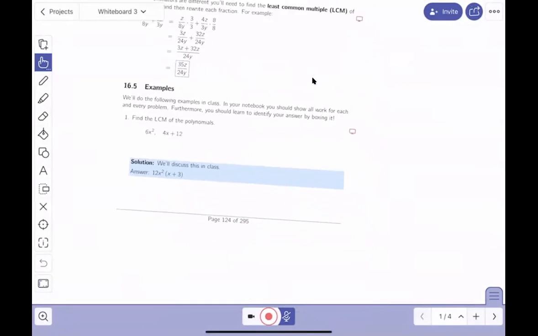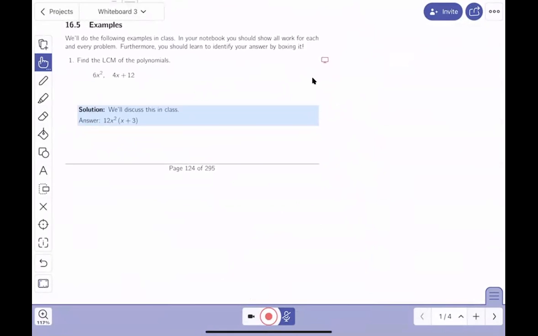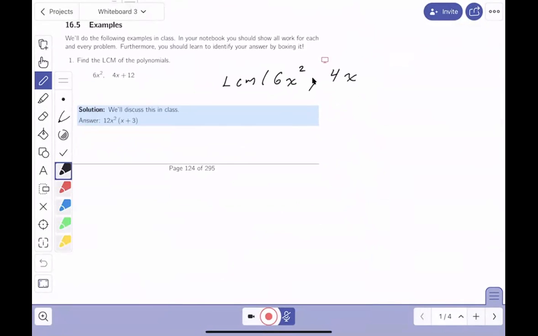Okay, so the first question is just find the LCM. What I'm going to recommend is the technique, and the technique is going to be to factor. Over time this is going to become much quicker, but right now I'm going to write down that they want the LCM between these two terms. The first term is 6x squared. The other term is 4x plus 12. When I say terms, I should say there are two expressions.